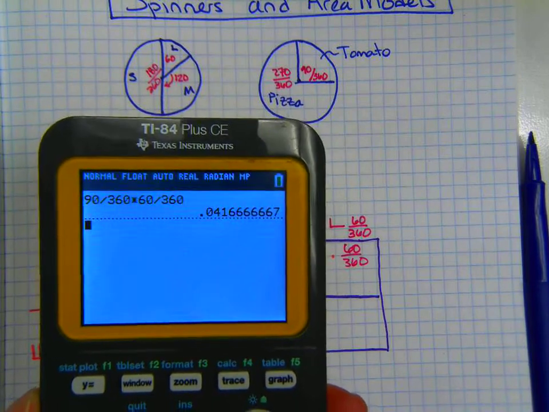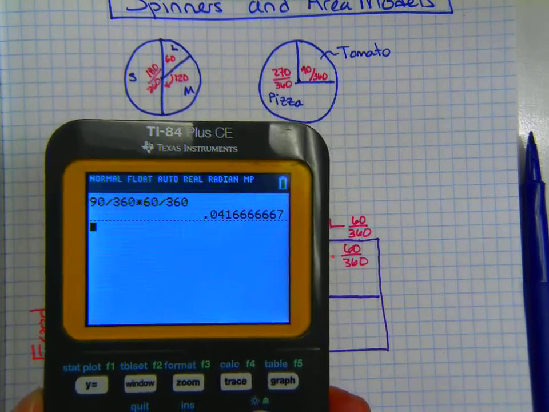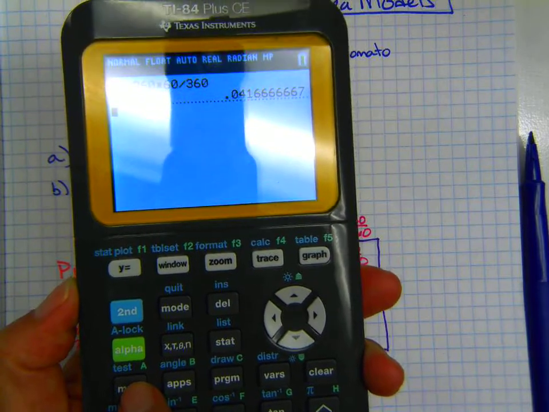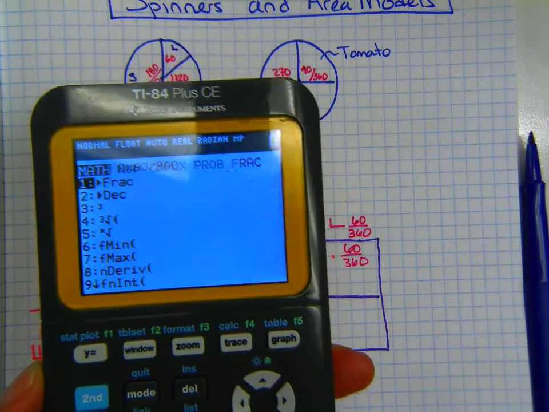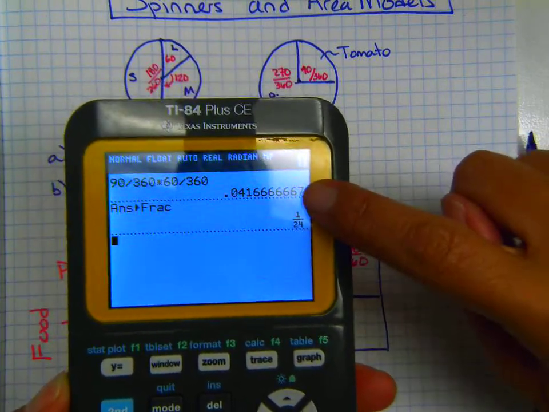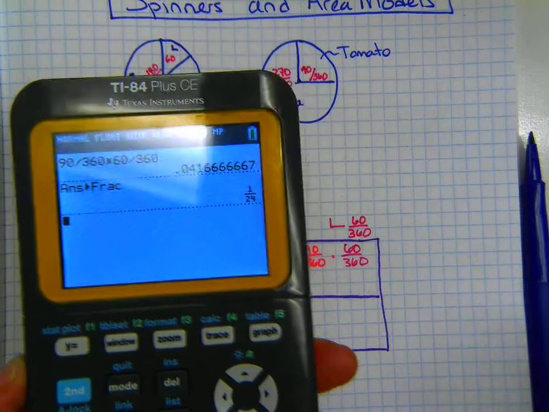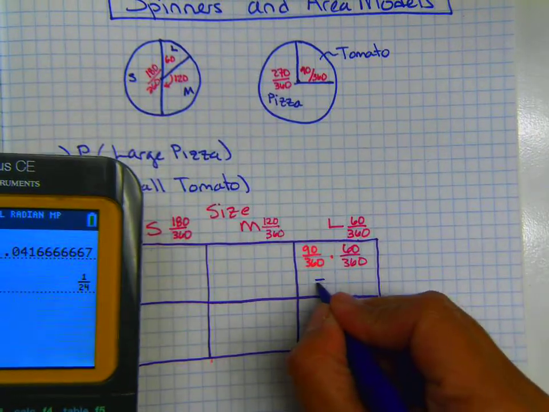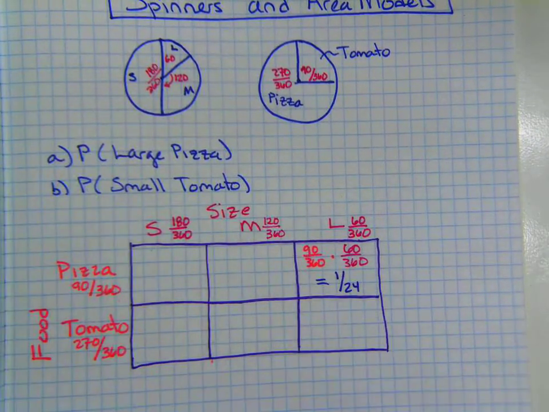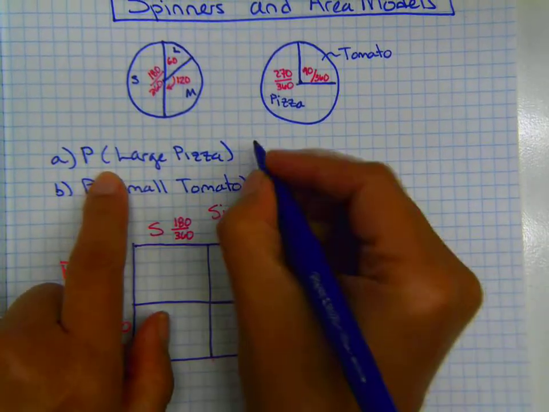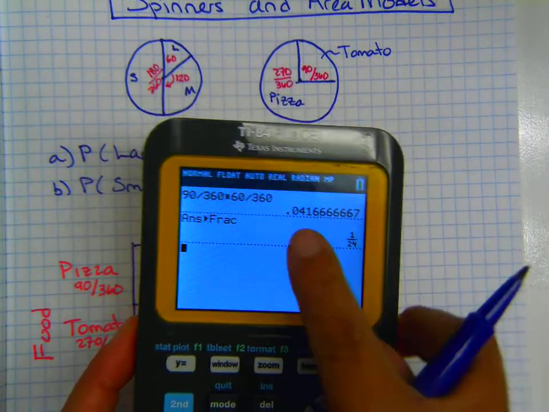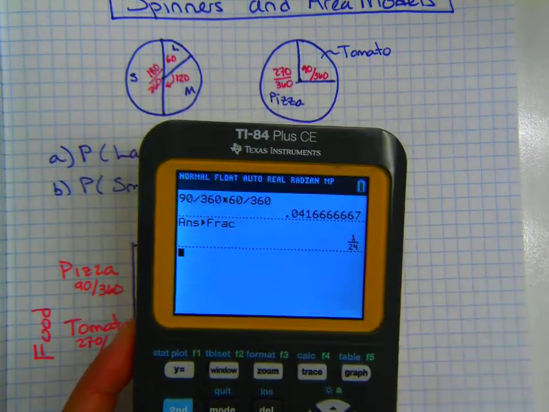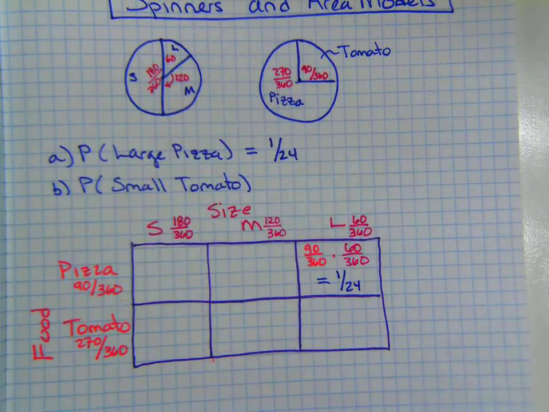One of the ways I could translate that back into a fraction is by clicking on Math, that's right here underneath the green button, and just hitting Enter twice. That converts my decimal into a fraction. So that's going to be 1 over 24. In other words, the probability that I get a large pizza is 1 out of 24. And if I want to look at the decimal number, there's a 4% chance, or 0.04 probability, of getting a large pizza.